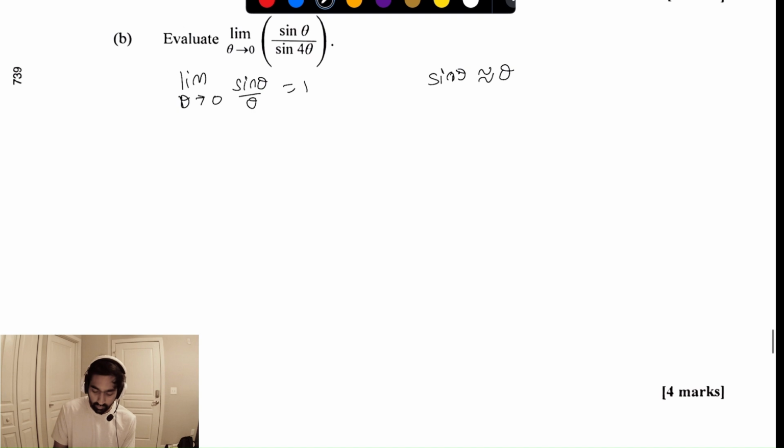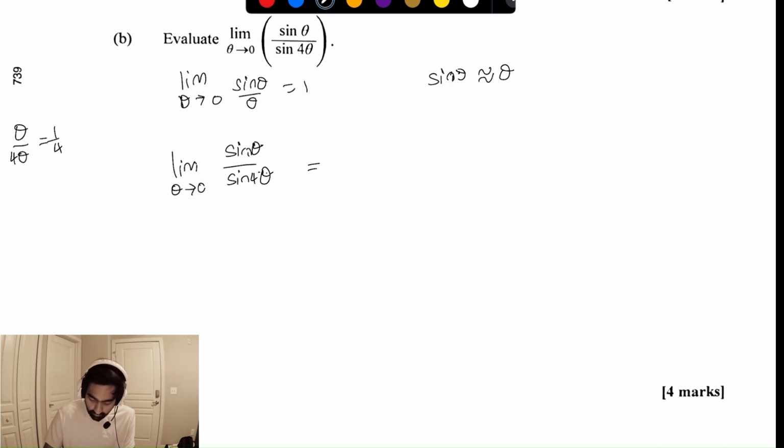So without actually proving it, what I can say is, since sine theta is approximately theta, sine 4 theta will approximately be 4 theta as well. So this limit will just be approximately theta over 4 theta. So it should be 1 over 4. So you should expect the answer to be 1 over 4, but let's actually prove it now. Let me show you the rigorous way to prove it. So the limit as theta approaches 0 of sine theta over sine 4 theta, because we just saw that we want to basically replace the sine theta with theta, I'm going to multiply and divide by theta.